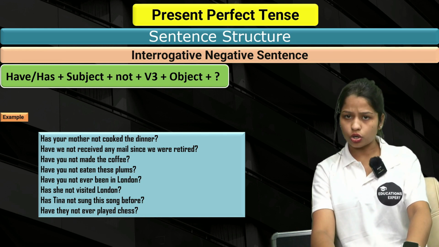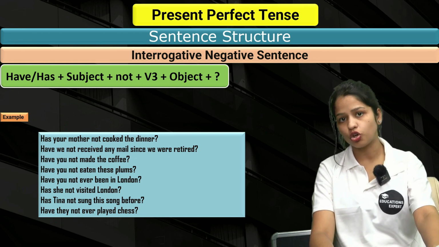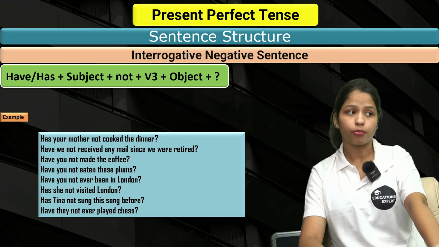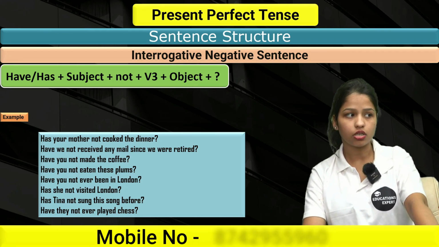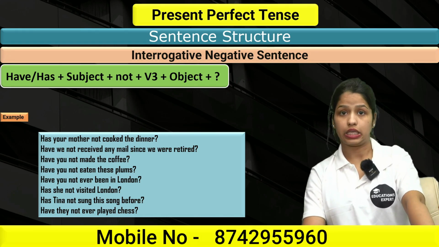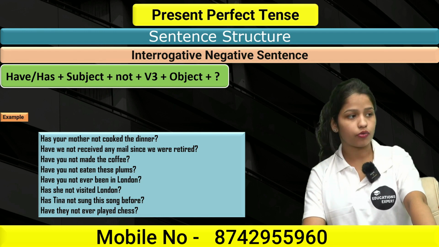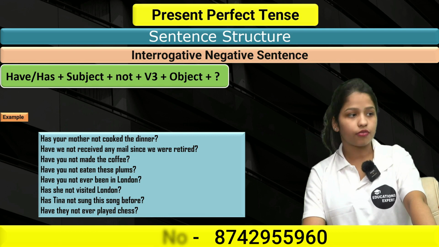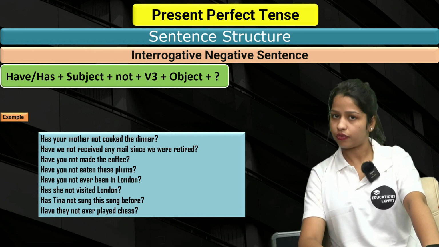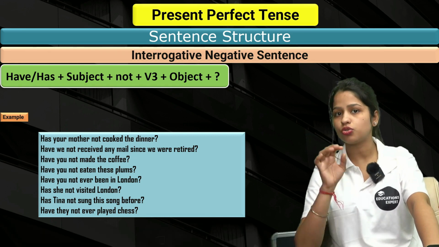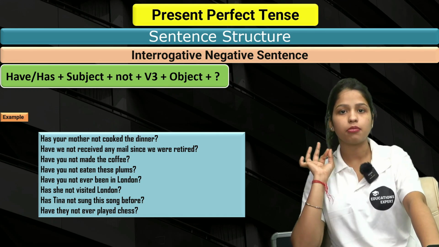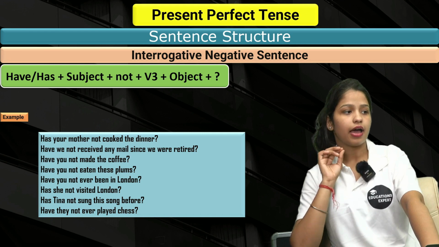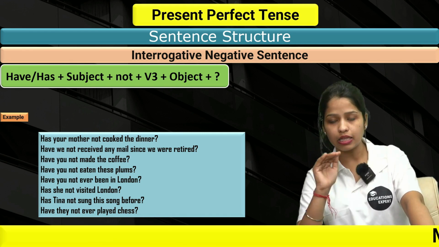Has your mother not cooked the dinner? Again, your mother is a singular person, that's why we have used has. Next up, have we not received any mail? We here is a plural subject, so we have used have. Not, because we are talking about negative interrogative. Received, because we are using perfect tense, so we have to use the third form of the main verb. Receive, received, received. Clear?